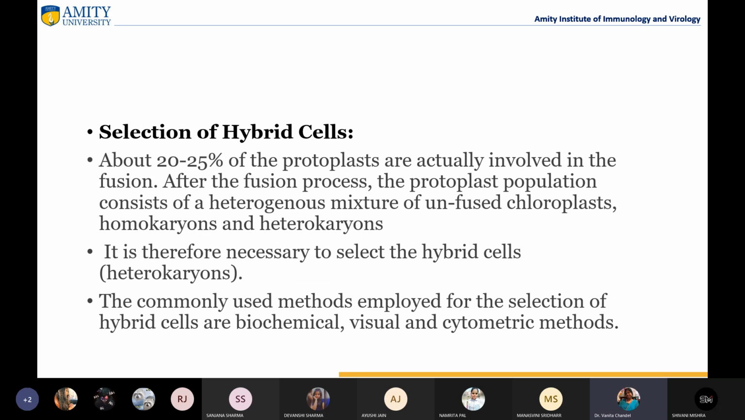So about 20 to 25% of the protoplasts are actually involved in the fusion. After the fusion process is complete, this protoplast population will consist of a heterogeneous mixture of unfused protoplasts, heterokaryons or homokaryons also, right? So we need to select the hybrid cells. We want heterokaryons. We don't want unfused protoplasts. We don't want homokaryons because we are interested in the heterokaryons or the hybrid cells. The commonly used methods employed for the selection of hybrid cells are biochemical, visual, and cytometric methods. So these are the commonly used methods.